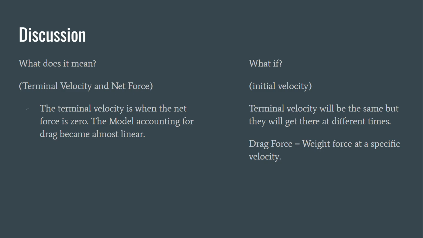And then what if there's an initial velocity? Terminal velocity will be the same, but they will get there at different times. This is if you apply an initial velocity to a falling object. And then the drag force should be equal to the weight force at a specific velocity, meaning it gets to the terminal velocity. And thank you.